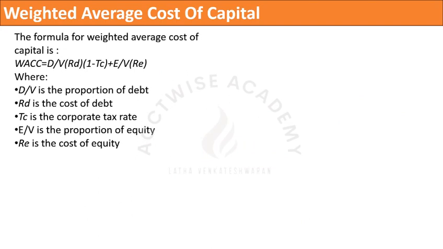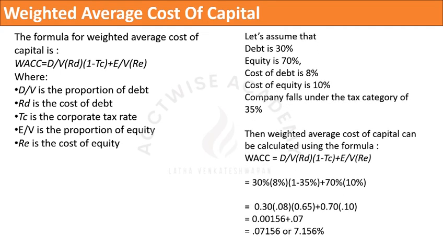Now let us know how to calculate weighted average cost of capital. The formula for weighted average cost of capital is WACC = D/V × RD × (1 − TC) plus E/V × RE. First we will calculate the debt part, then the equity part, and then we will add these together. All these alphabets might look very confusing, but it's very easy. Let's see how it is calculated.